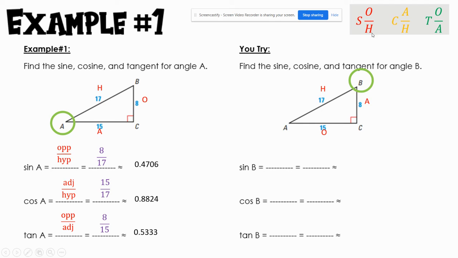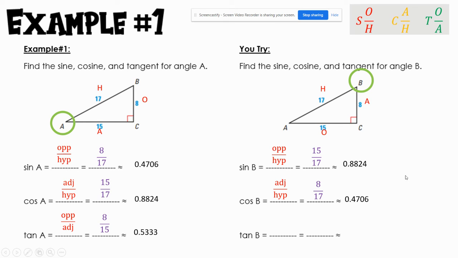Sine of angle B, by definition, sine is the opposite over the hypotenuse. My opposite side I have labeled, so it's very quick to fill in. And then the hypotenuse I also have labeled. Cosine of angle B, by definition, cosine is the adjacent side over the hypotenuse.